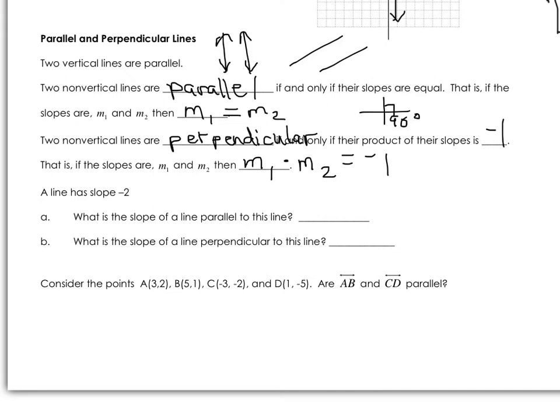A line has a slope -2. What is the slope of the line parallel to this line? Parallel, same slope, -2.